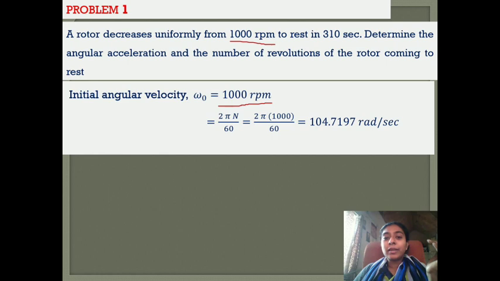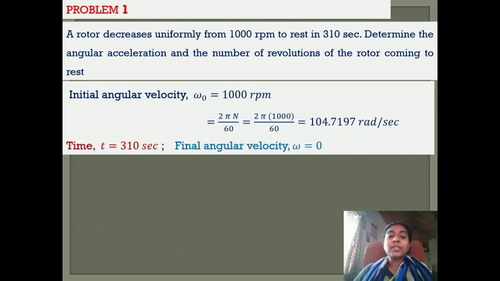So n is, see, this is n. 1000 rpm is 1000 rotations per minute, that is nothing but n. N is 1000. So 1000 multiplied by 2 pi to convert it into radians, and to convert it into seconds we divide it by 60. So we get 2 pi into 1000 by 60, we get 104.7197 radians per second.